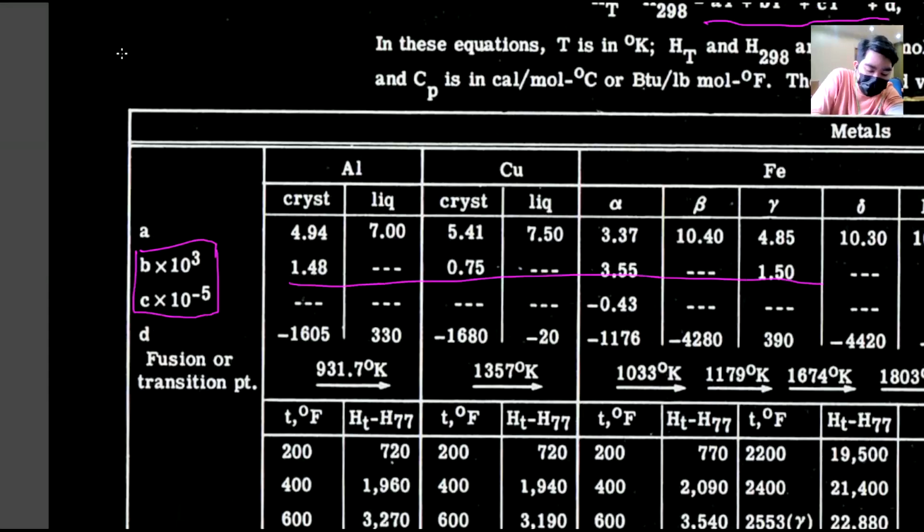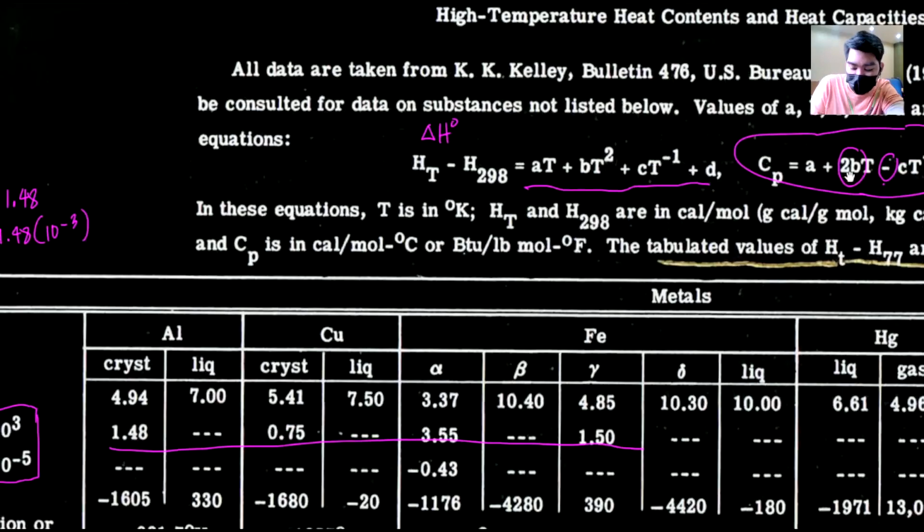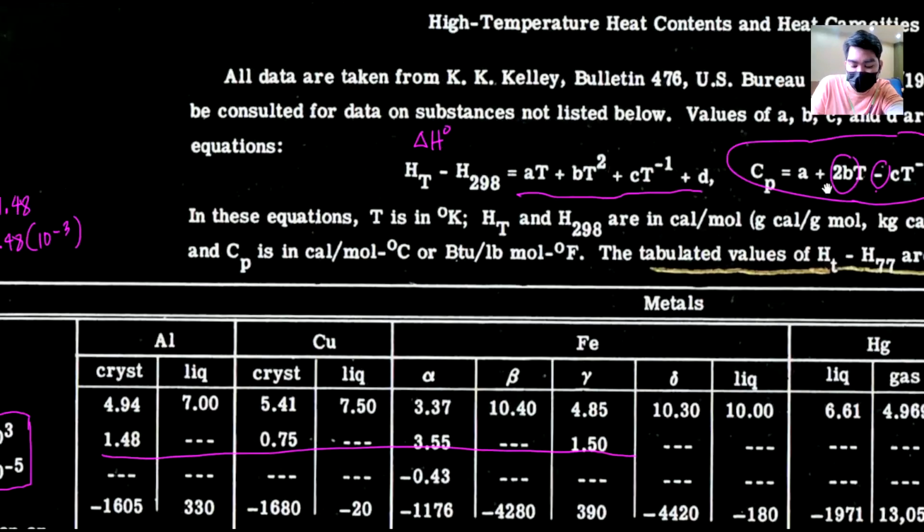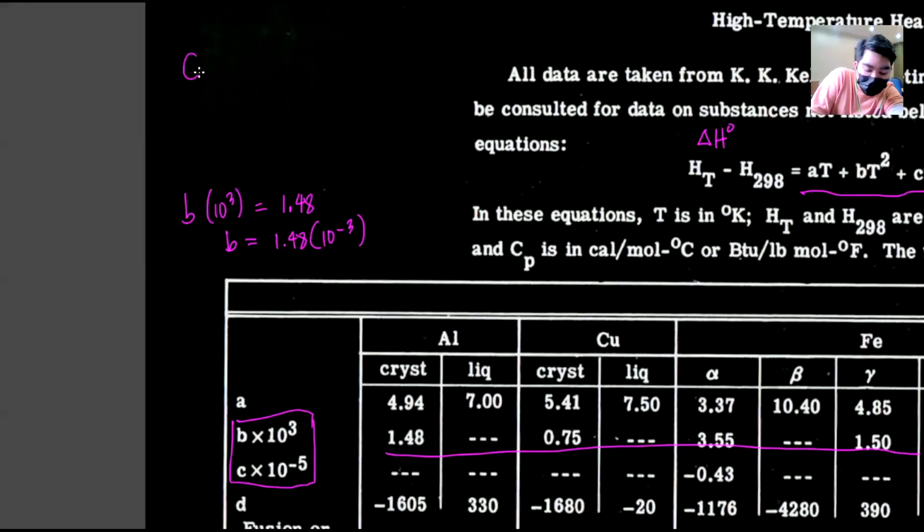Okay? So that is saying na, for example, if I take aluminum, yung B times 10 to the 3 is equal to 1.48. Okay? So that says that B is equal to 1.48 times 10 to the negative 3. So dapat pagka in-input natin siya, it's B times 10 to the negative 3. And since ang form dito is mayroon pang 2, so multiply nyo pa siya by 2 pag in-input nyo sa CP equation.